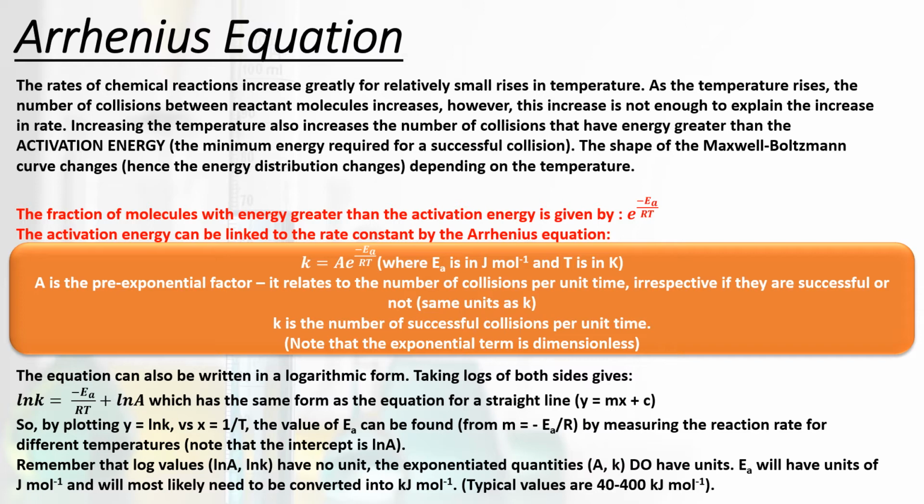Now, log values have no unit. So the value of ln A, the value of ln k, they have no unit. The unexponentiated quantities do. So A and k do have units, whereas ln A and ln k don't have a unit. Now, Ea, the activation energy, will have units of joules per mole, and it will most likely need to be converted into kilojoules per mole, because typically the values are quite big.